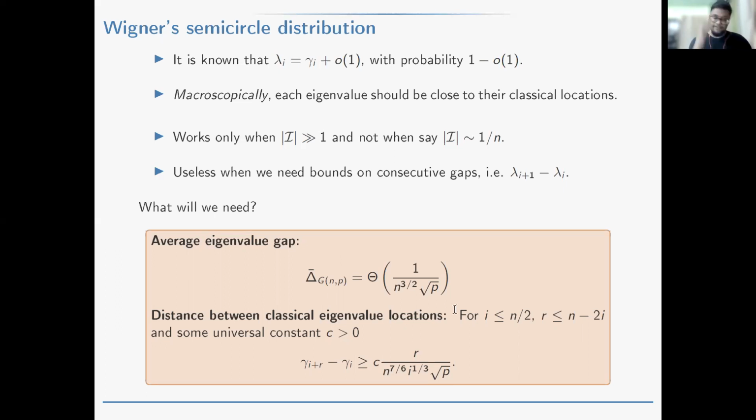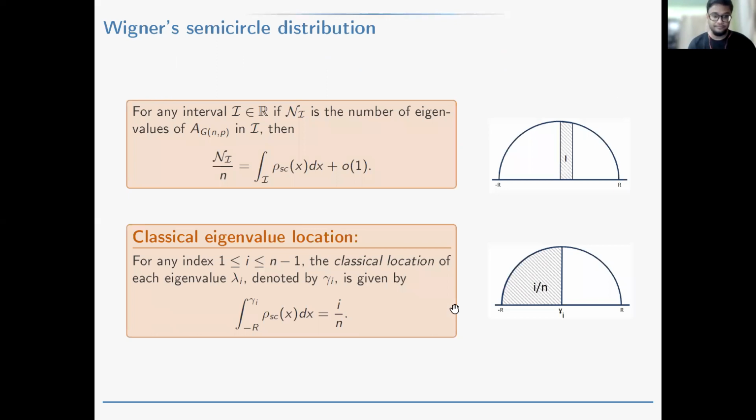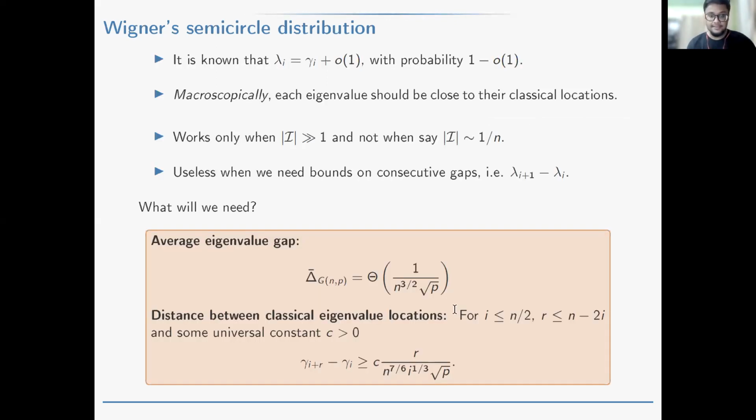What you can also get from the semicircle law, just by solving this equation, is some information about the distance between the classical eigenvalue locations. So you can actually lower bound the distance between the classical eigenvalues. These are the two things that we'll take forward in the talk. From the semicircle law, we have the average eigenvalue gap, which scales as something like 1 over n to the power 3/2 times square root of p, and we also have information about the distance between the classical eigenvalue locations.